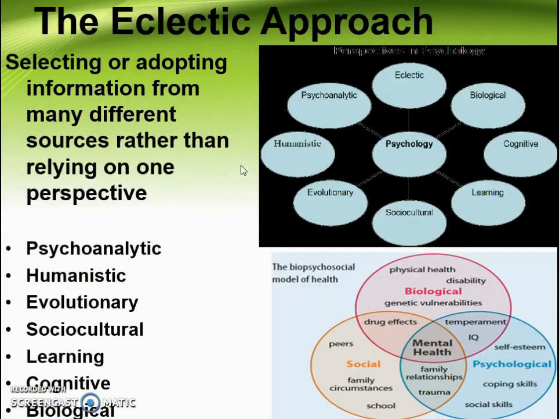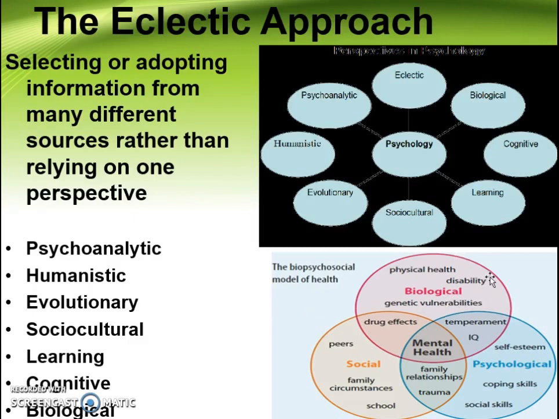The eclectic approach involves drawing or adopting information from many different sources rather than relying on one perspective. So, of course, the eclectic approach includes all of these: the psychoanalytic, the humanistic, the evolutionary, the sociocultural, the learning, the cognitive, and the biological. As you can see, the model in the bottom diagram is a biopsychosocial model of health.